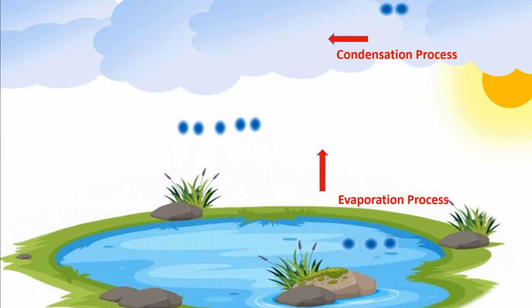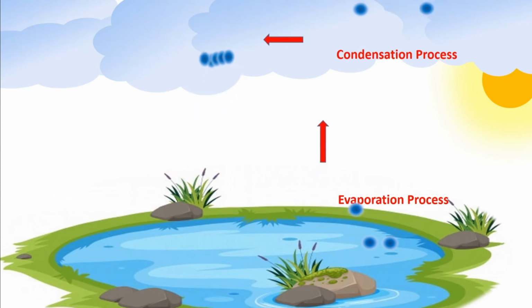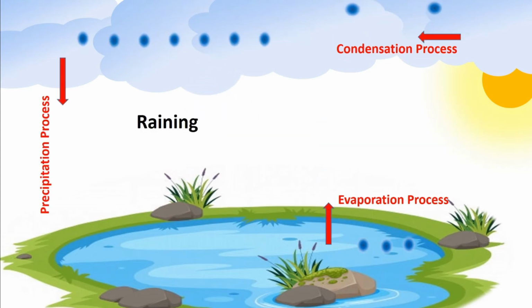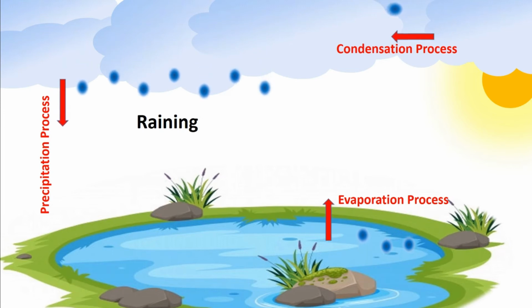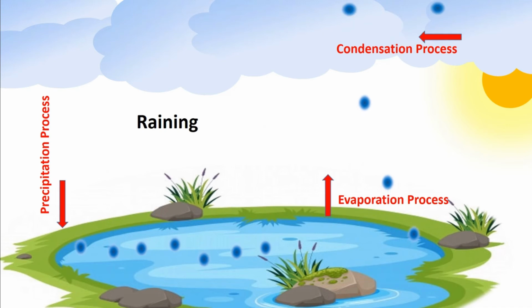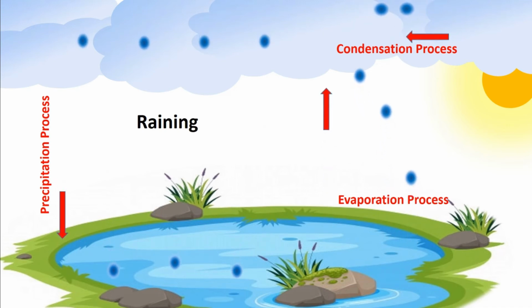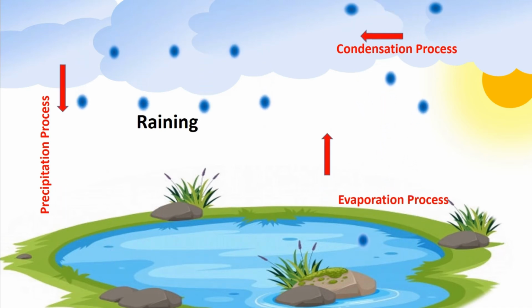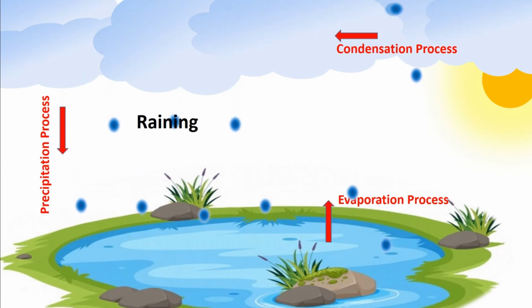And these water molecules also get sufficient weight. And due to heavy weight and size, it's not possible for the droplets to suspend in the air. And eventually, the precipitation process starts and these water droplets start moving toward the earth. And this is called the rain.